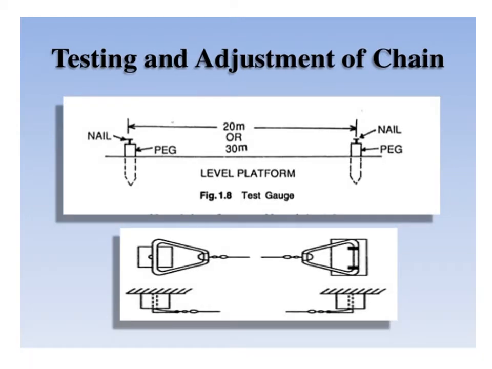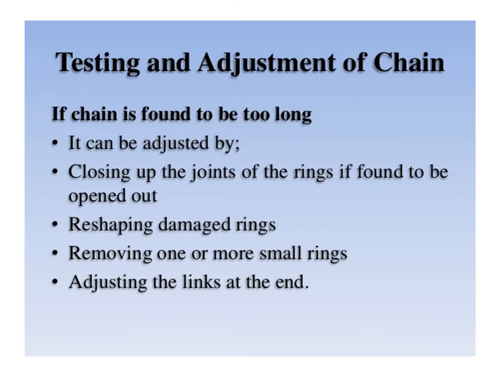This slide refers to testing and adjustment of chain. This figure shows test gauge. It is located on the level platform, wherein two pegs separated at a distance of 20 meter and 30 meter are driven in the ground, over which the two nails are fixed at a distance of 20 meter or 30 meter. This image shows the engineer's chain, which contains two handles at the ends, and brass material shows the tallies, and the links are made up of GI material.